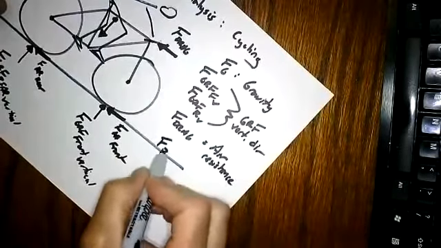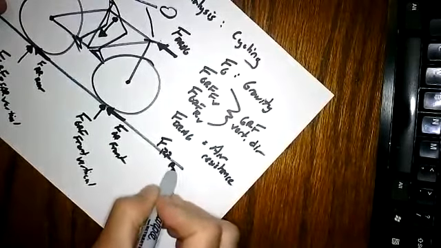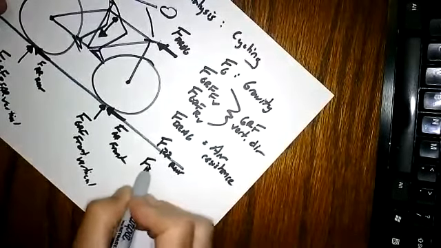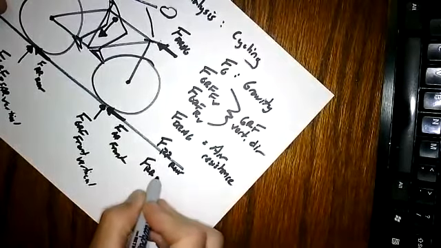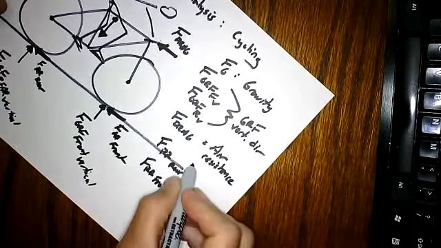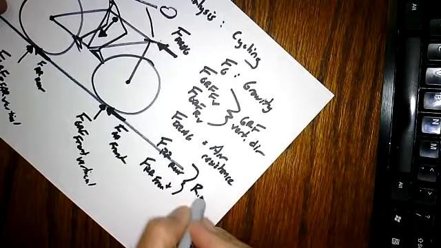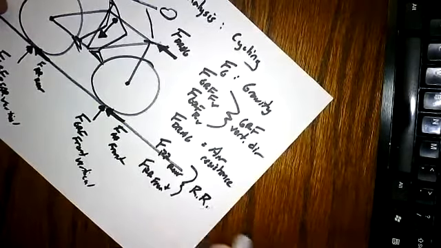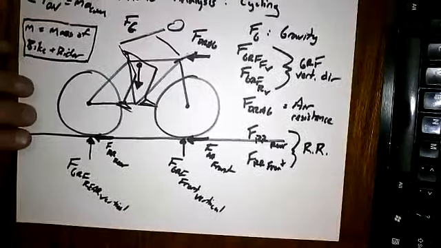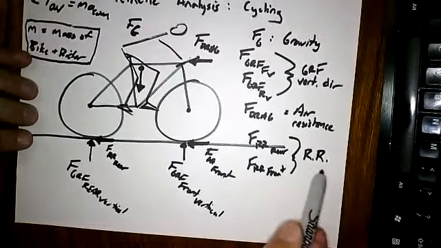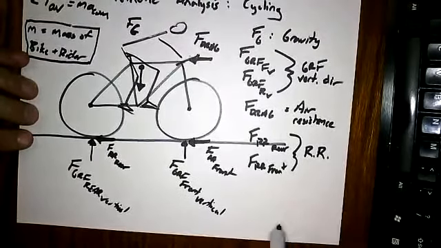Okay, and then I'm going to list them over here. FRR rear, FRR front. And these are rolling resistance, the resistance to a wheel rolling forward. We've done some neat work on trying to figure out factors that influence that resisting force.